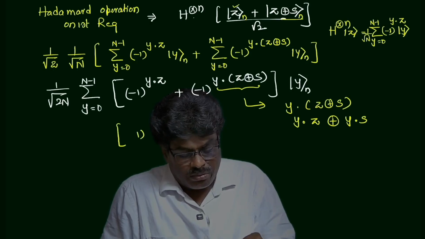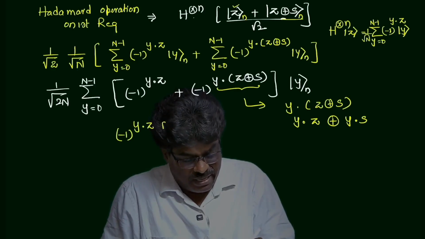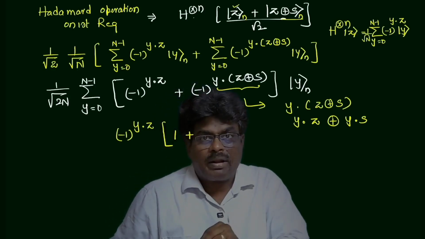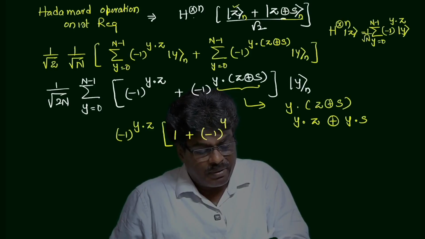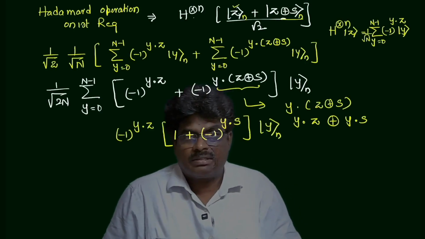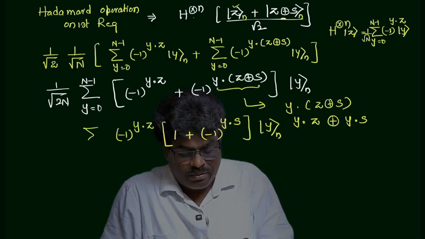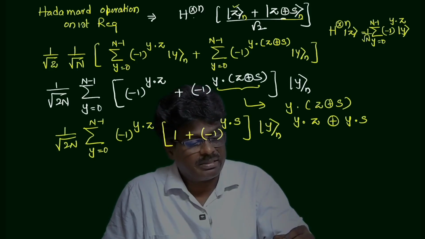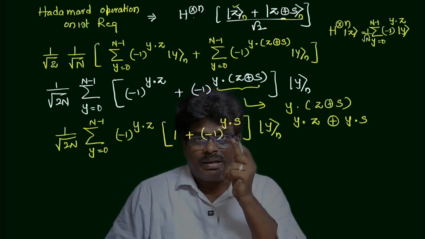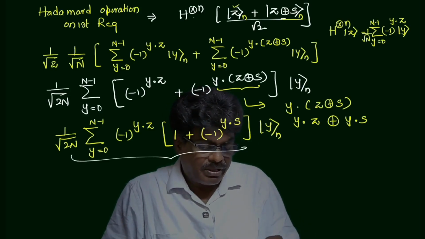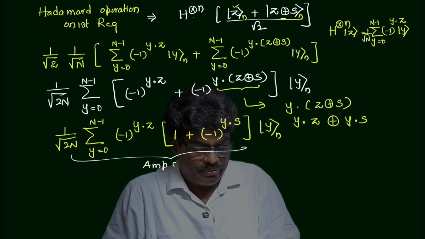(-1)^(y·z), here I am taking common. Then it will be 1 plus, already (-1)^(y·z) is gone, that's why (-1)^(y·s). This |y> is as it is, and the summation over y equal to 0 to N minus 1, 1 over root 2N as it is. Okay, now carefully see that middle term. Now here you are talking about this entire thing, what is this? This is the amplitude of |y>.